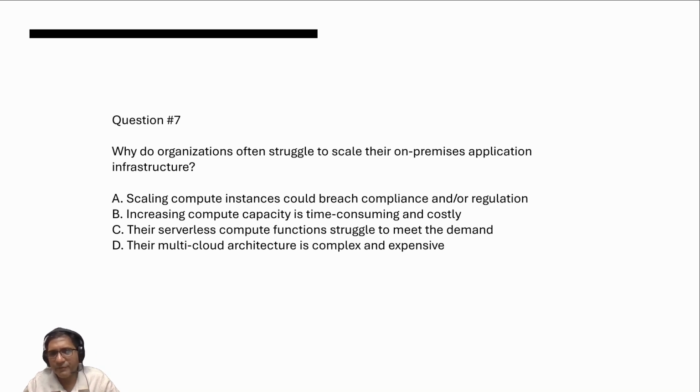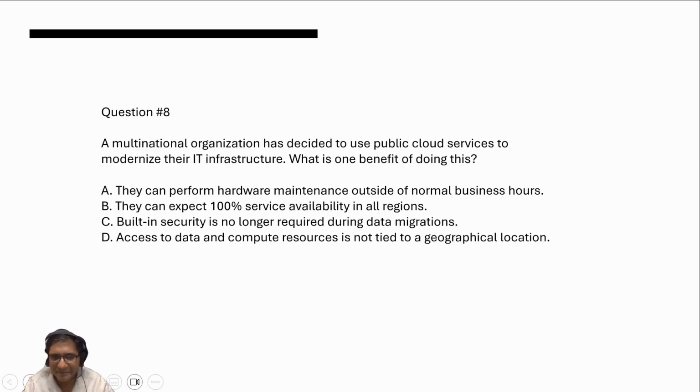Now, the rest of the three, if you evaluate, scaling compute instance could breach compliance. That is not the fact. Scaling doesn't breach any kind of compliance. Serverless is generally implemented in cloud itself, and multi-cloud architecture itself talks about multiple clouds being used together. So the question is why the organization struggles to scale on-premise infrastructure. Option C and option D are more related to the cloud components, and so option D is your correct answer.